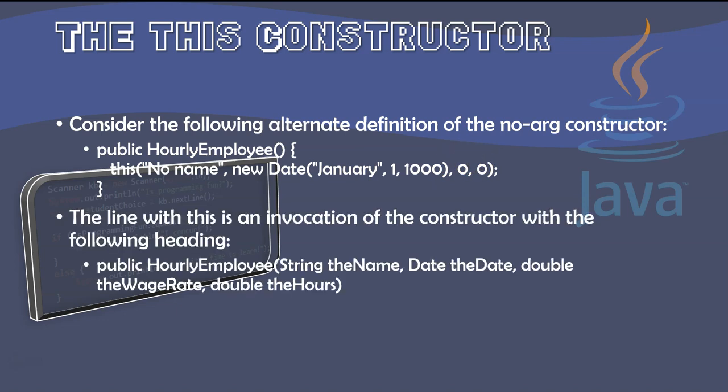Now, the line with this is an invocation of the constructor with the following heading. So this is effectively the same thing as public HourlyEmployee(String name, Date date, double wageRate, double hours). You'll notice, again, these are very similar, except this is making it a single invocation here rather than passing it through the parameters.